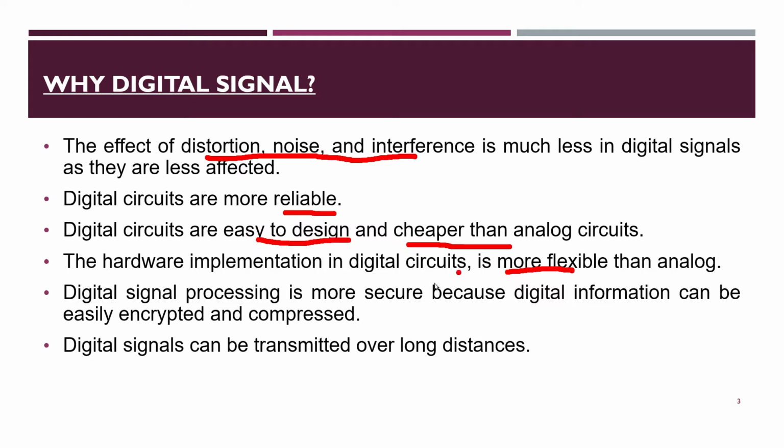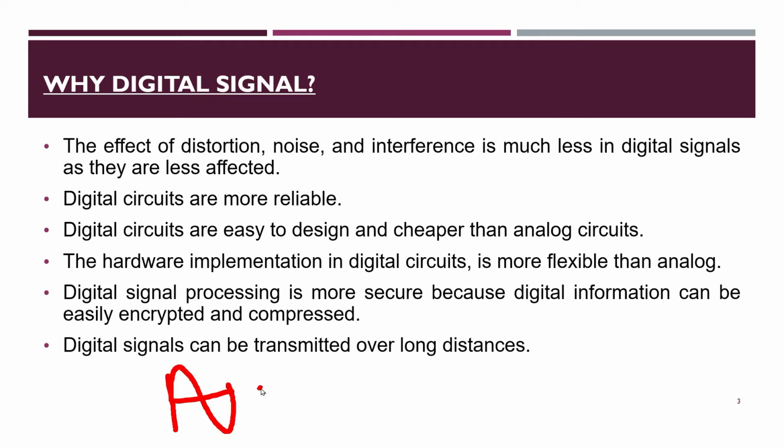In case of digital signals, the processing is more secure, and hence more encryption methods can be implemented over digital circuits. And the last one is that digital signals can be transmitted over long distances. When we are transmitting a signal with an amplitude of 5 volts, after 100 or 200 kilometers the strength of the signal will decrease. This was one of the drawbacks of analog signals. When the strength of the signal decreases, there can be chances of loss of data also. So these are the drawbacks of analog signals.